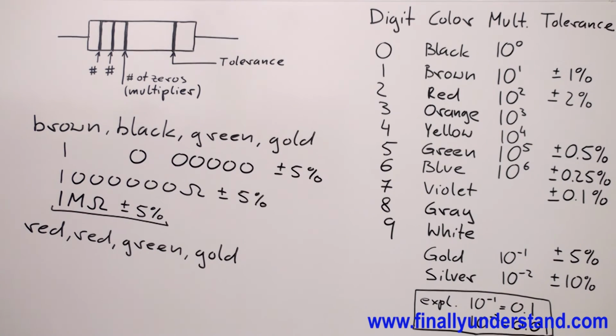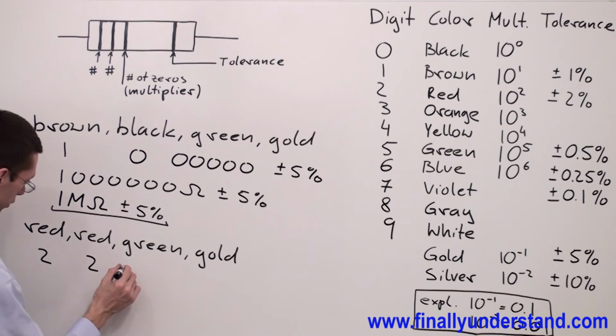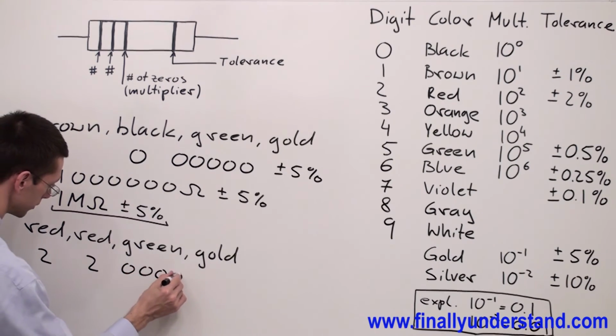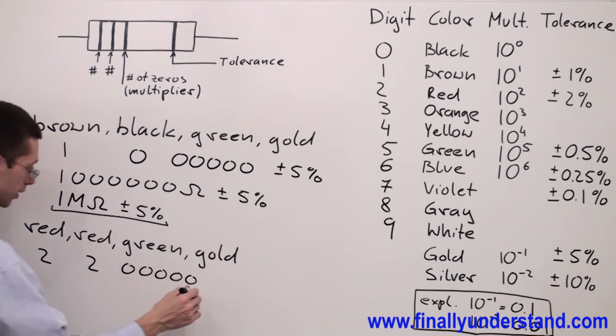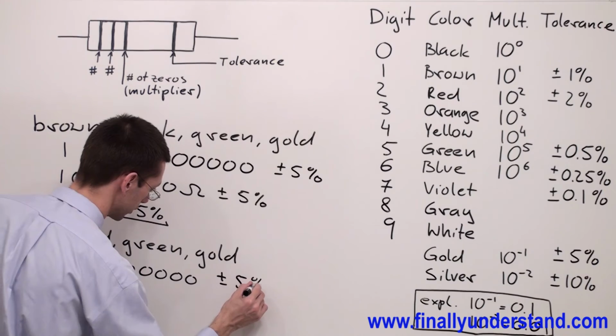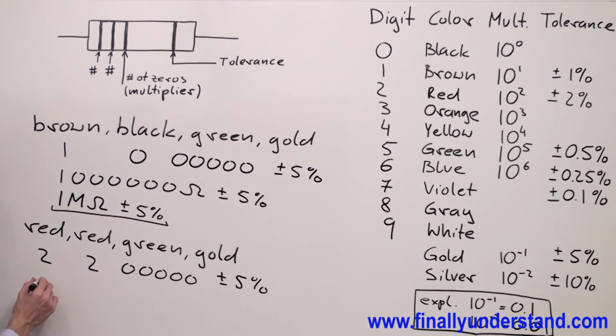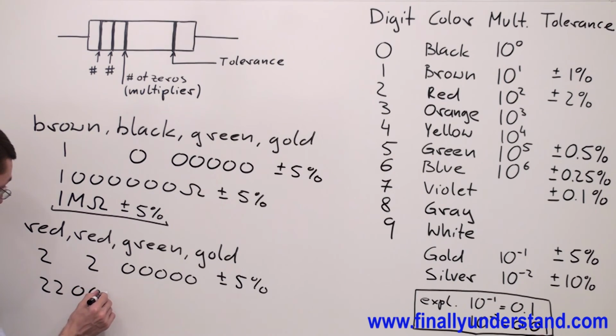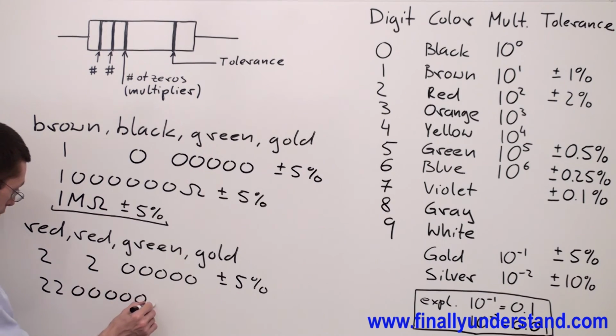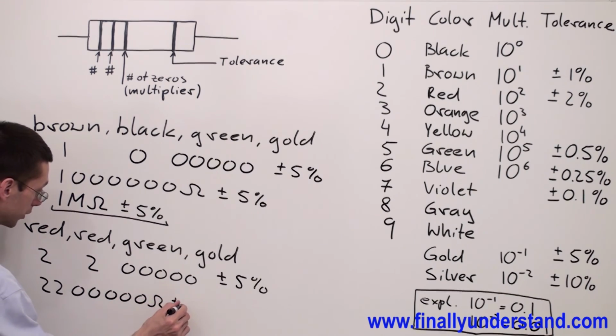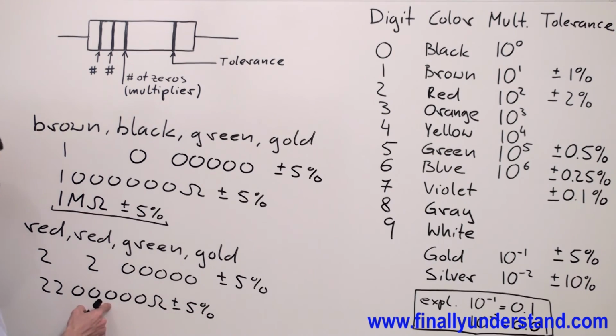Let's take a look at the next resistor. We have red, red, green, gold. Red represents 2. I have 2. Green at the third position is the number of zeros. In this case, I have 5 zeros. Gold is my tolerance, plus minus 5%. I have 22 and 5 zeros ohms, plus minus 5%. You have to convert this number to the engineering notation.